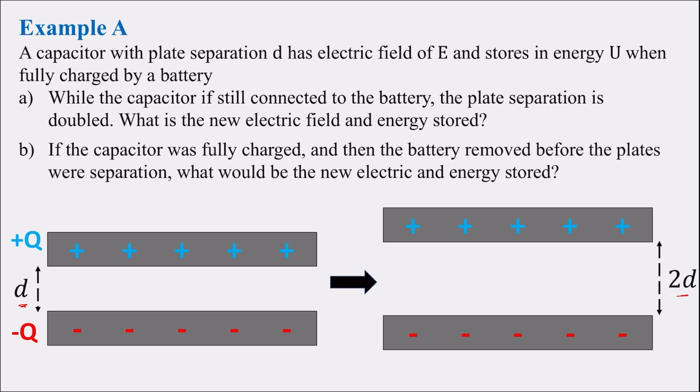Part A says the capacitor is still connected to the battery when this happens, and it asks for the new electric field and the energy stored in terms of the original field and energy stored. And then in part B, the capacitor is fully charged again and then removed from power, and it asks for the electric field and the energy stored in this case.